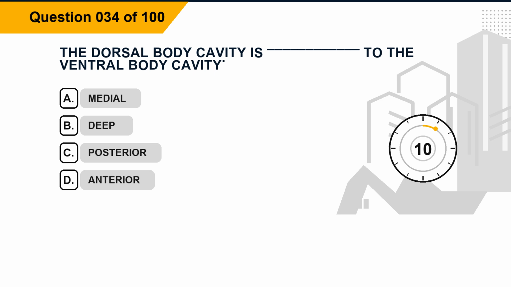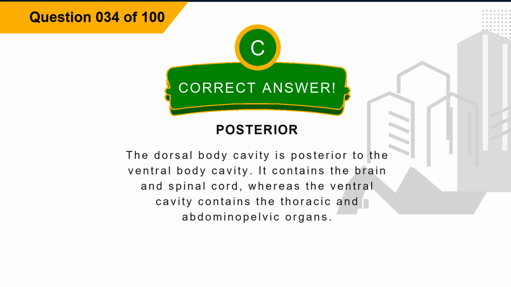Question 34. The dorsal body cavity is blank to the ventral body cavity. Option A, medial. Option B, deep. Option C, posterior. Option D, anterior. The correct answer is option C, posterior. Explanation. The dorsal body cavity is posterior to the ventral body cavity. It contains the brain and spinal cord, whereas the ventral cavity contains the thoracic and abdominopelvic organs.